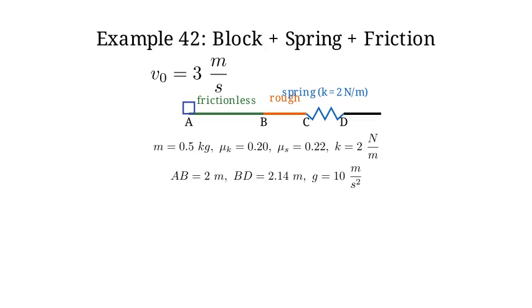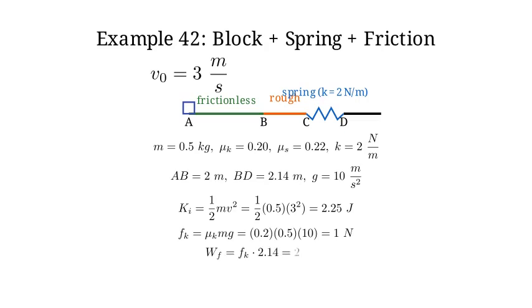Now, let's use energy. Initially, the block has kinetic energy 1/2 mv squared. That gives 2.25 joules. On the rough section, friction does negative work. The friction force equals mu k times mg. That gives 1 newton over the distance B to D, which is 2.14 meters. The work done by friction is 2.14 joules. So only 0.11 joules are left to compress the spring.